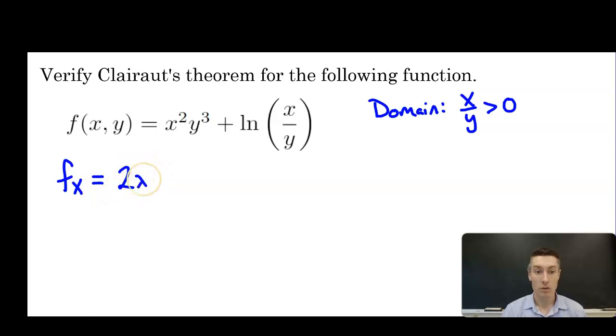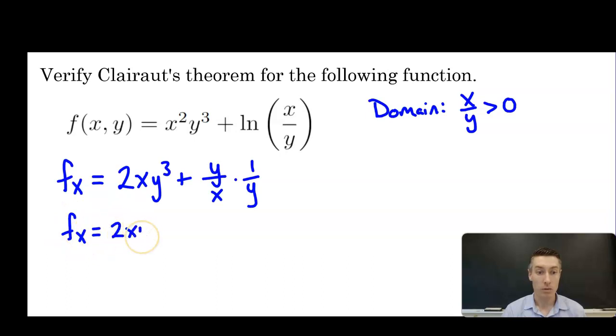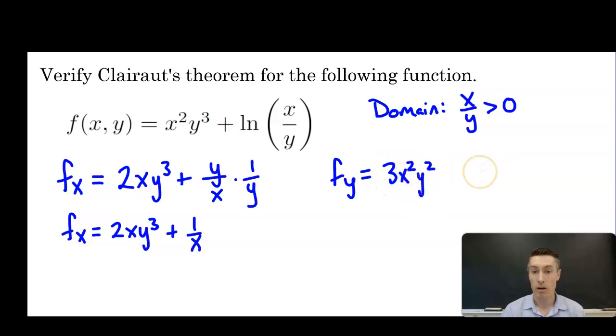So this is 2xy cubed plus the derivative of natural log is 1 over the inner function. So I'll reciprocate that, so y over x. And then chain rule, differentiate that with respect to x, so 1 over y. Simplifying is worthwhile here since we do need to find another partial. So plus 1 over x. And let's find that first order partial with respect to y. So 3x squared y squared plus y over x again.